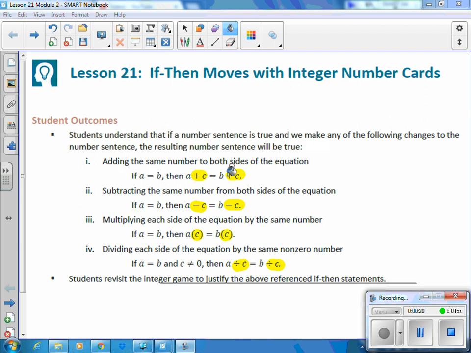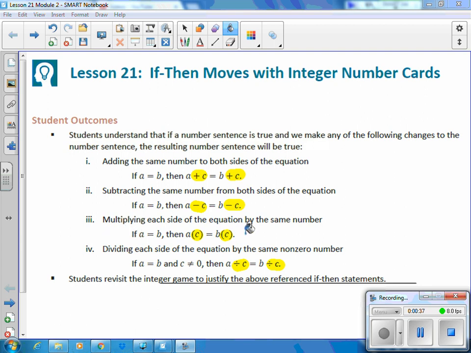Adding the same number to both sides of the equation. If A equals B, then A plus C equals B plus C. Subtracting the same number from both sides. If A is equal to B and you subtract C from both sides, it remains equal.